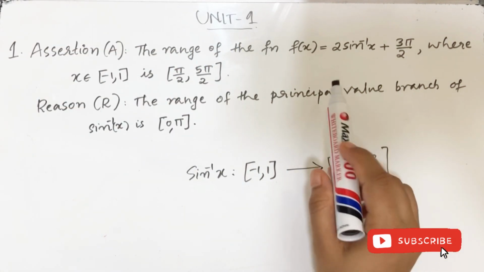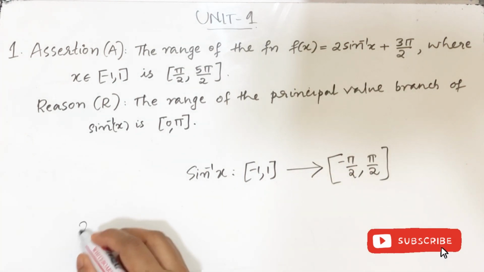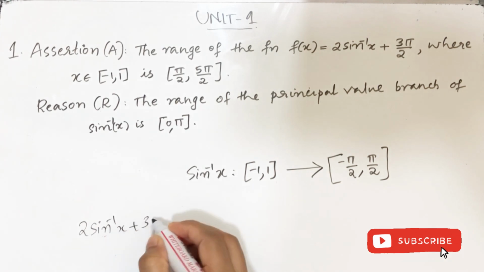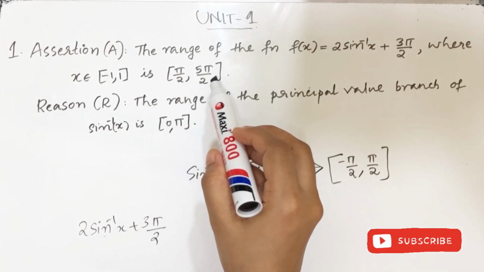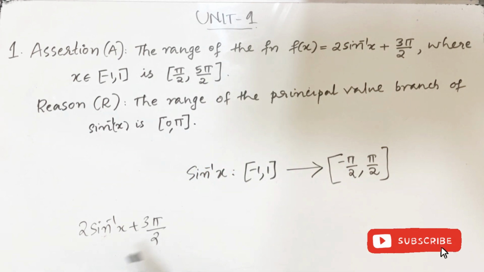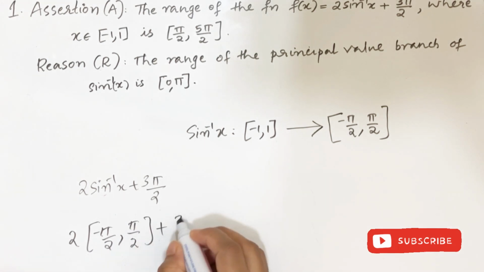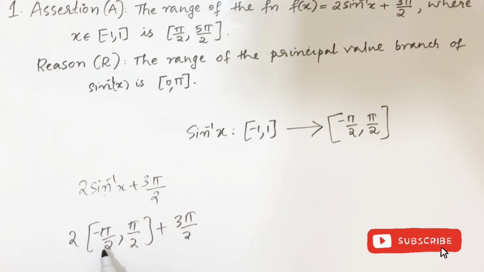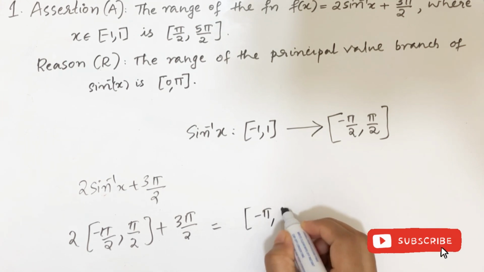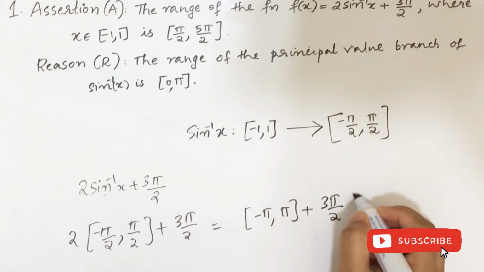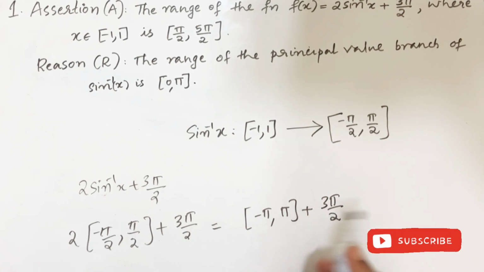Here we have to check whether the range of the function 2 sine inverse x plus 3 pi by 2 is pi by 2, 5 pi by 2 or not. Okay. So we can see what will be the range of 2 sine inverse x. Range of the function sine inverse of x is minus pi by 2, pi by 2. So range of 2 sine inverse of x will be 2 into minus pi by 2, pi by 2, plus 3 pi by 2. Okay, this will be the range of this function, which is equal to minus 2 pi by 2, that is minus pi to pi, plus 3 pi by 2. That is, to the range minus pi to pi, we are adding 3 pi by 2.